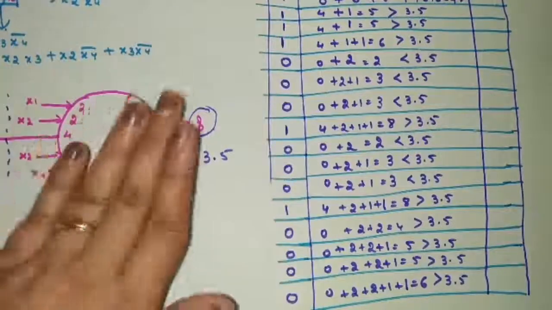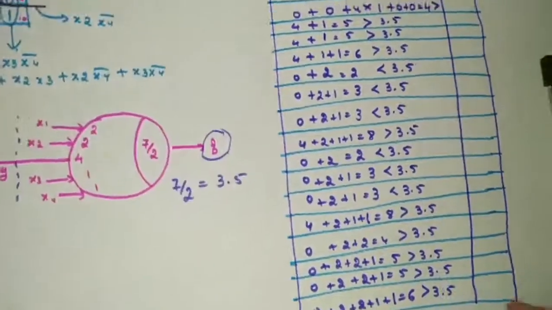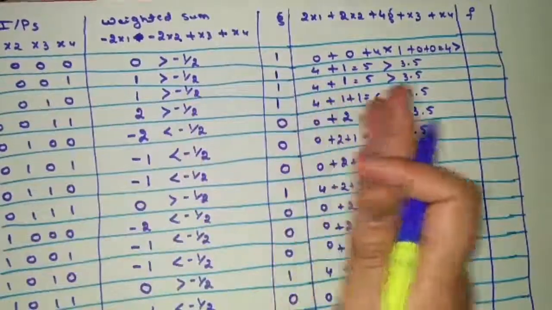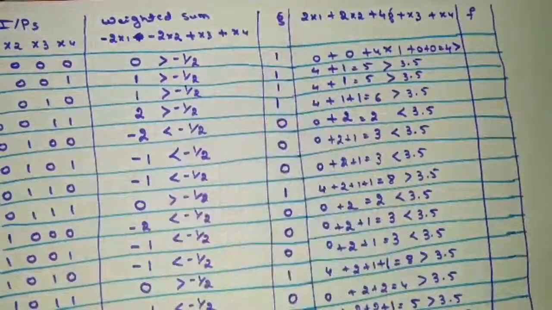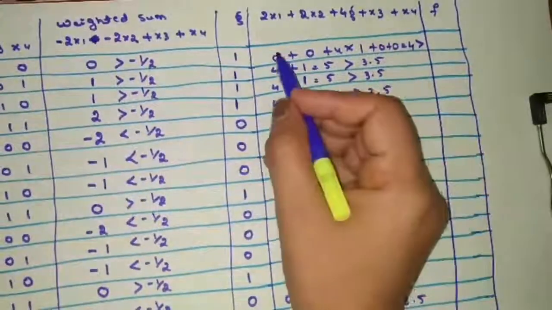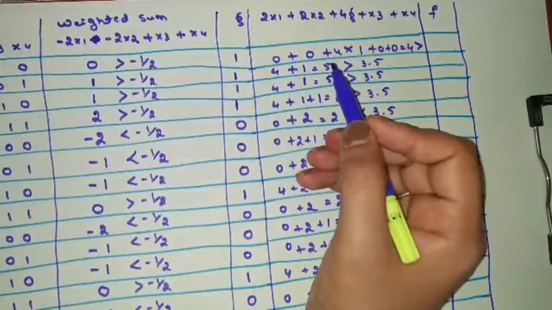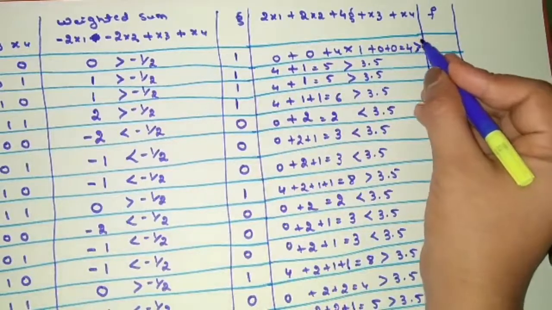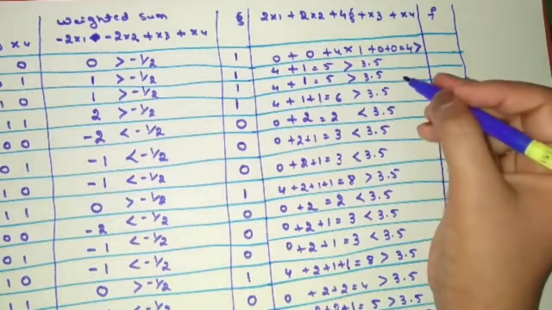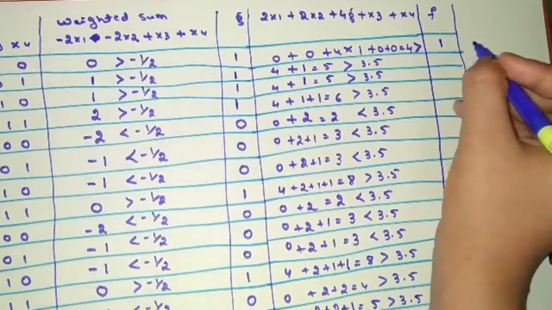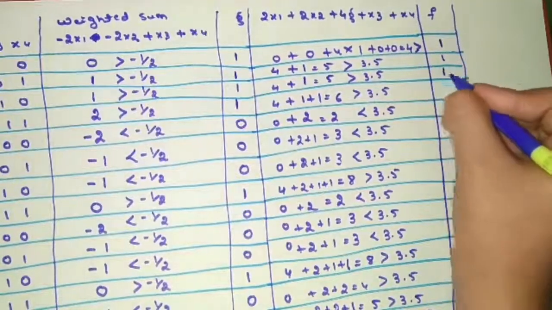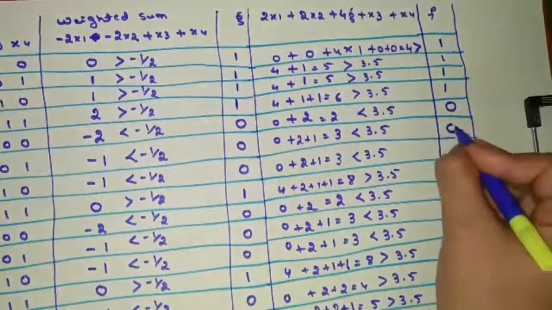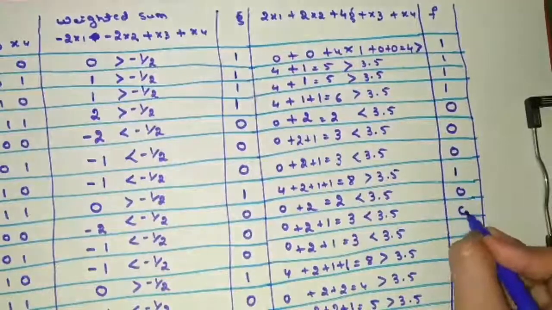Now I have completed comparing the threshold with the weighted sum, and as usual we need to go for the next step. We need to find out F here. We are repeating the same steps. Here we have found out G, and here we need to find out F. See if the weighted sum is greater than or lesser than the threshold for the second logic. If it is greater than the threshold, then the output is 1. If the weighted sum is lesser than the threshold, the output is 0. I hope you are able to see and understand it.